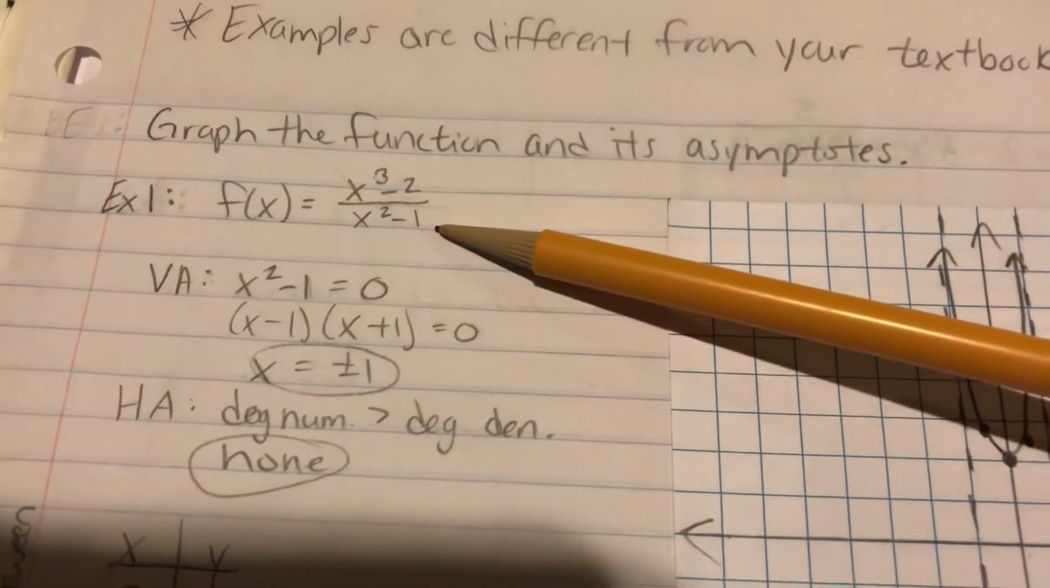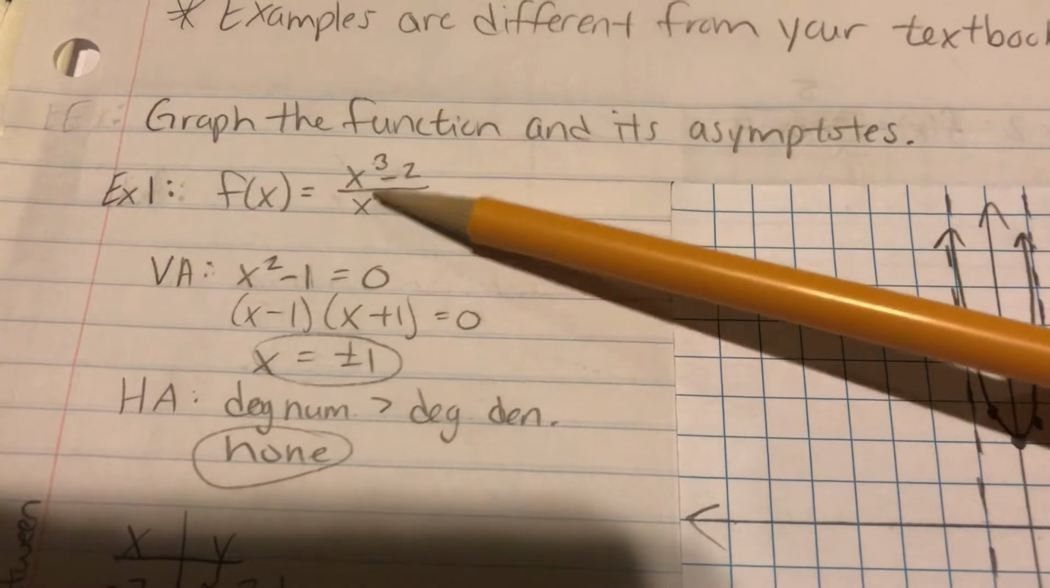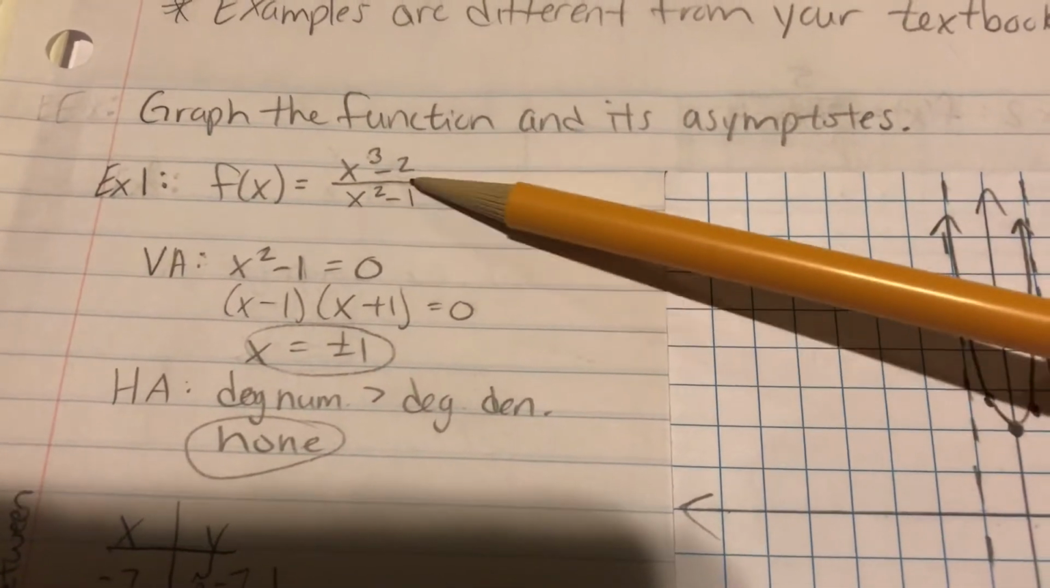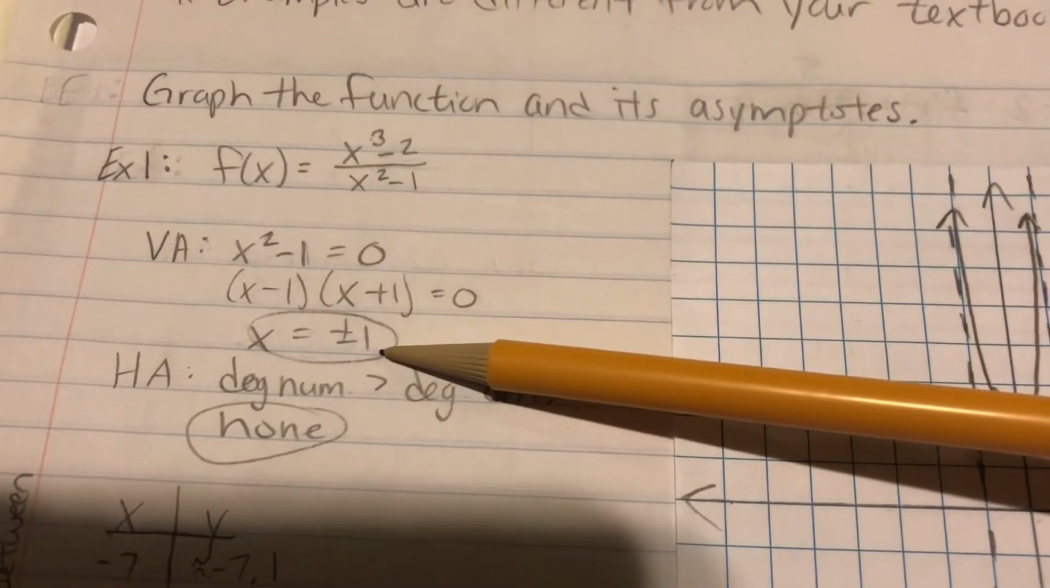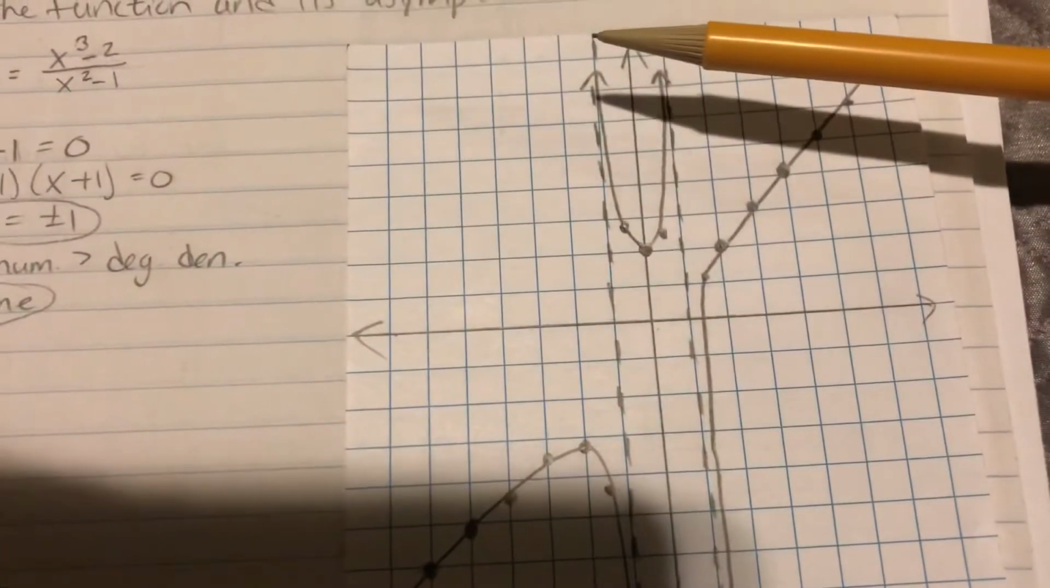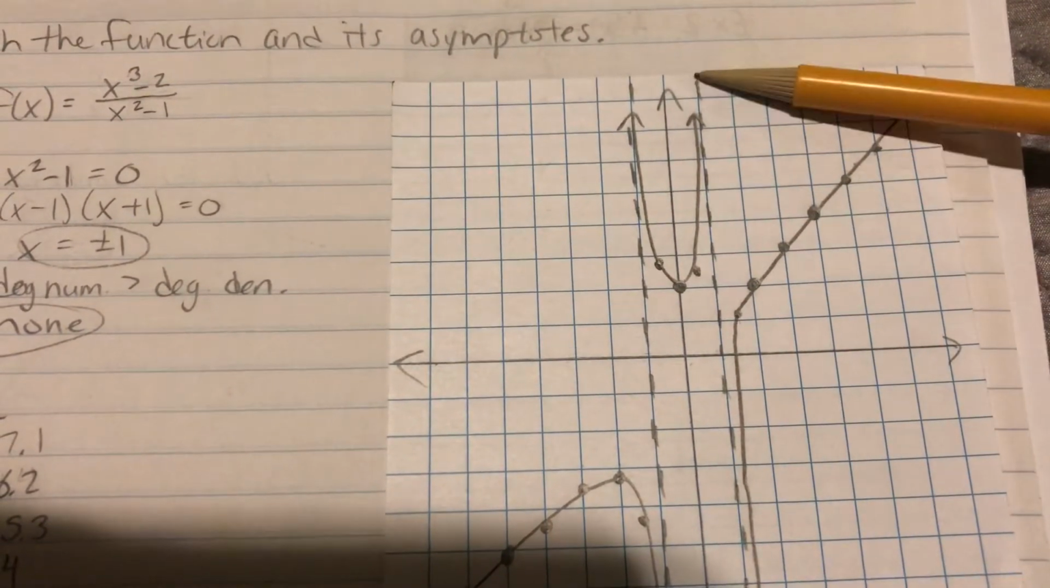We want to start by finding and plotting our asymptotes. So we have vertical asymptote is always what makes your denominator 0. So we set that equal to 0 whether you factor or take square roots. We get plus or minus 1. So the first thing I did on this graph was draw my dashed line at x equals 1 and x equals negative 1.